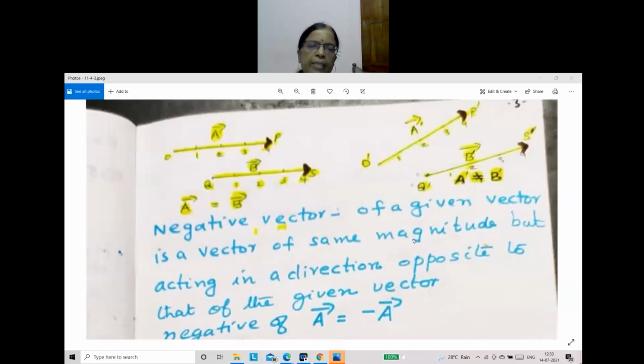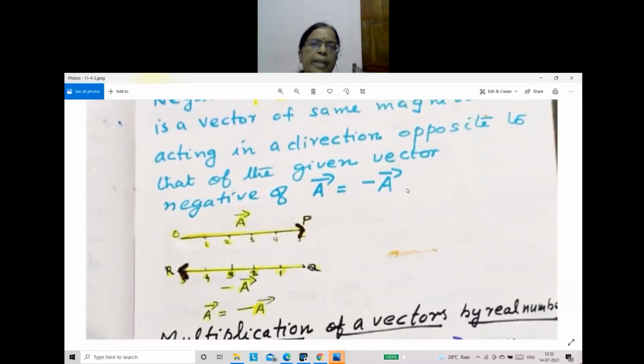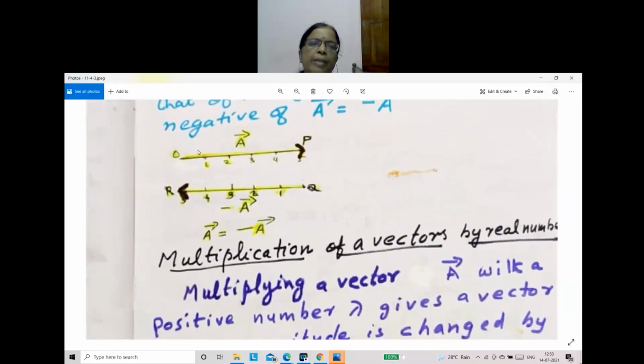Okay. Negative vector, I will tell you. This is vector A. How many centimeters? 5 centimeter length is there. The direction is shown with the arrowhead. Vector A is named as vector OP.